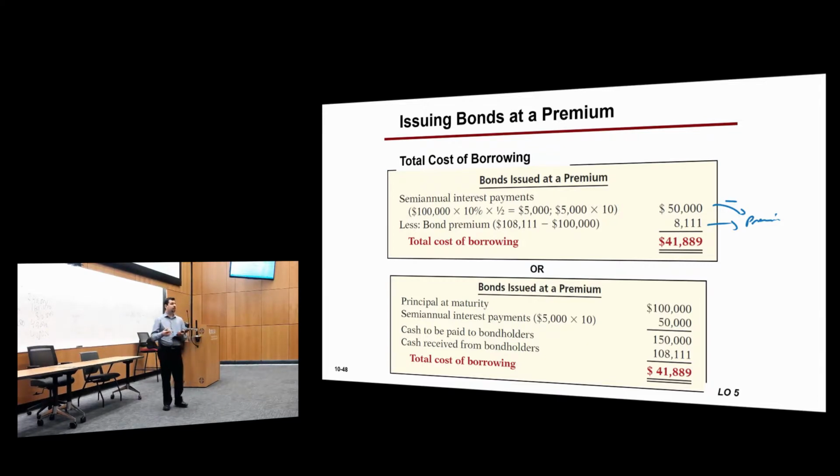Basically what we're saying is that the company received 108,000. They will have to pay back 50,000 in interest, and at maturity they have to pay the face value, 100,000. What's the cost here? It's 41,889. It's less than the cost of borrowing at face value. Do you understand now the difference between the two? Any questions?